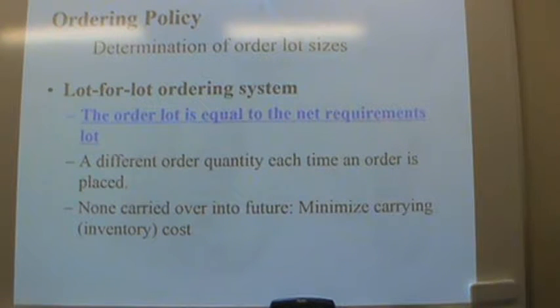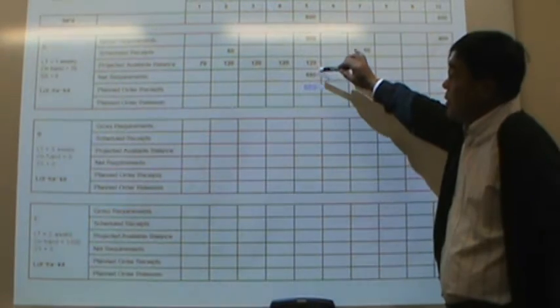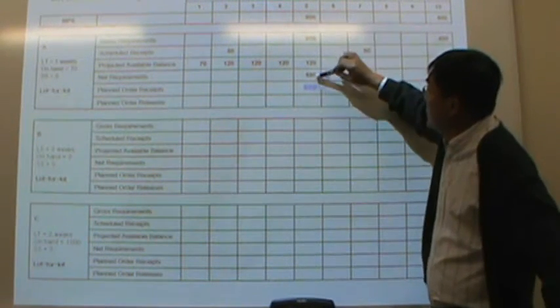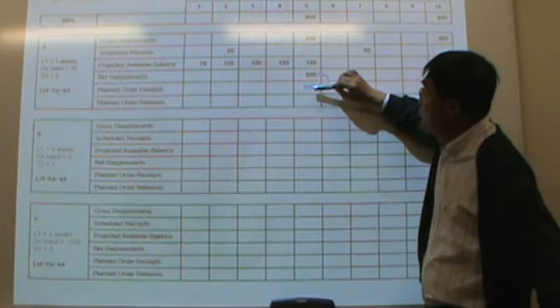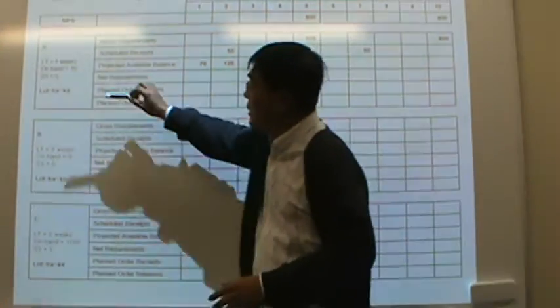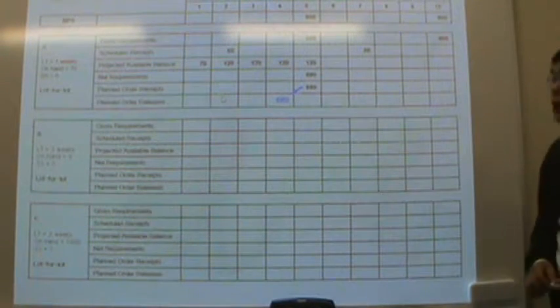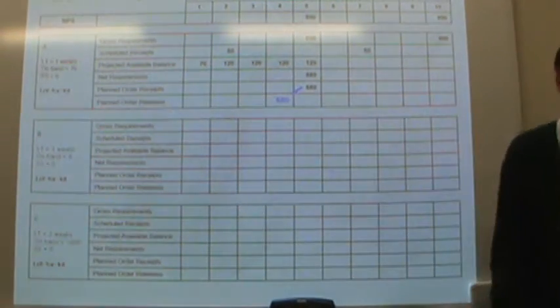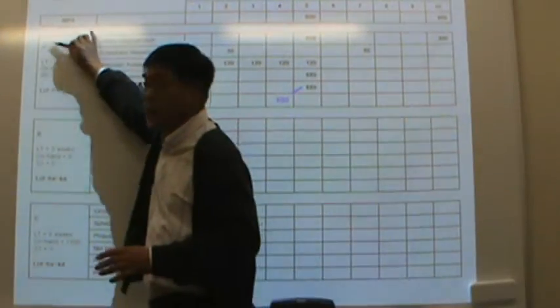If we use a lot-for-lot ordering system, the order lot is equal to the net requirement. So the net requirement of 680 is the ordered quantity. We should receive 680 in week 5. Because the lead time is 1 week, we should order 1 week earlier. So the planned order release is 680 in week 4. This is scheduled for final product A.